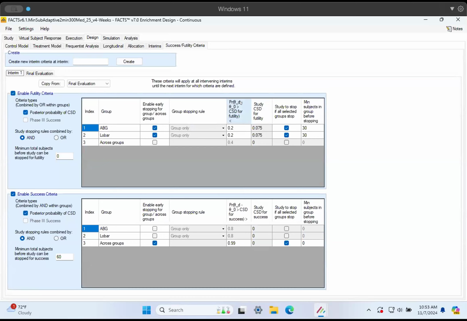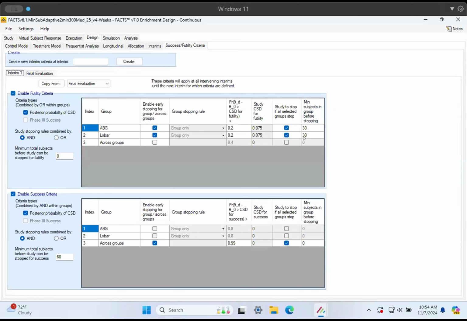We stop if that posterior probability that the difference is greater than the CSD is less than 20%. So that's where those 0.2s go. The CSDs here are the 0.075s. We input those earlier. And this is where we're specifying our overall trial futility rule: stop the whole study if all of these selected subgroups stop. So that will stop the whole study for futility.